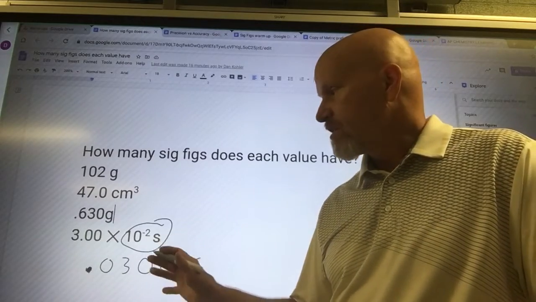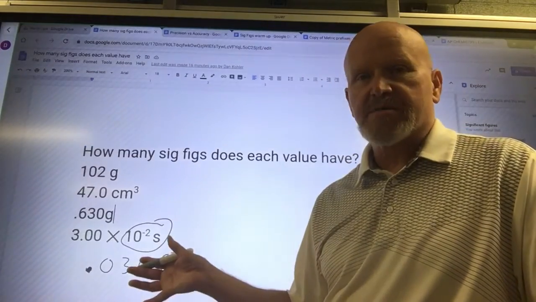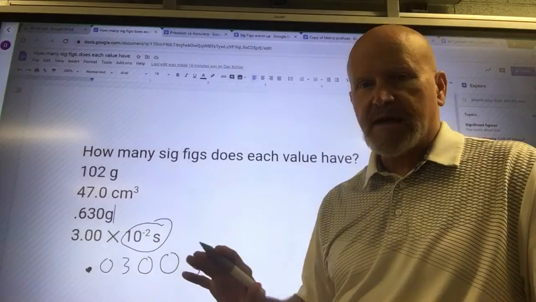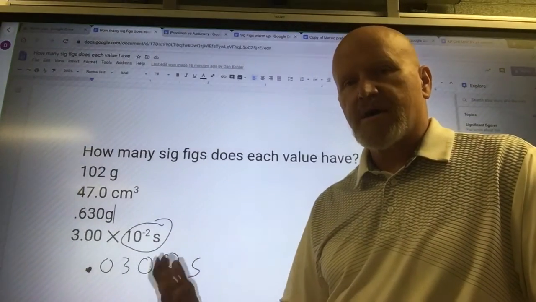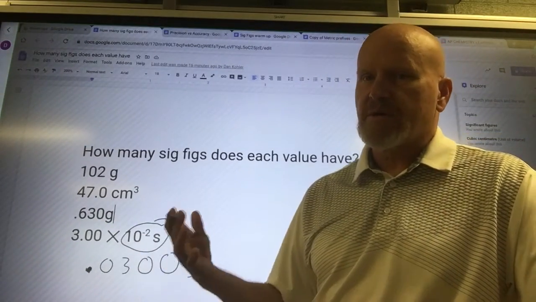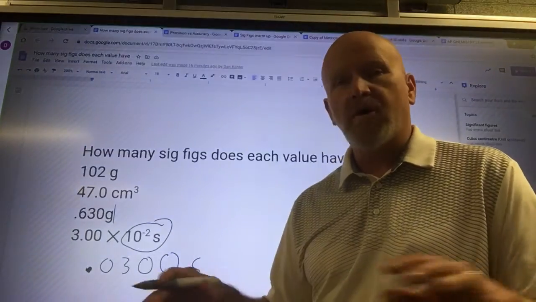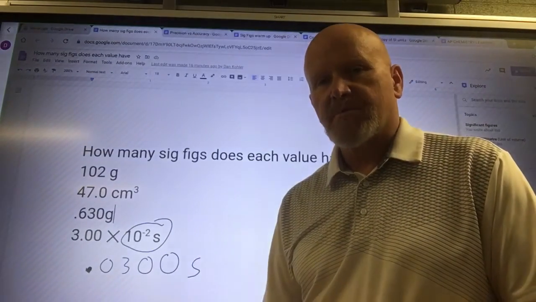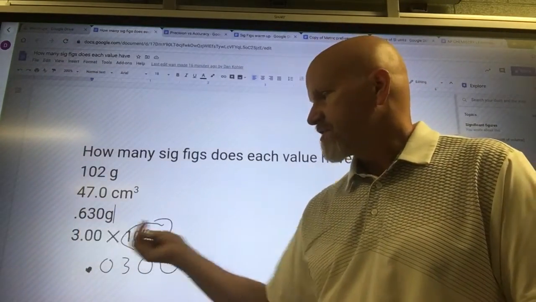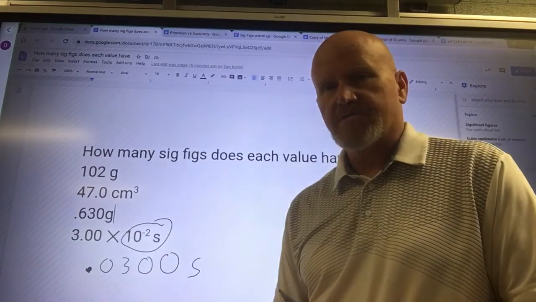Okay, so that one's a little bit longer. I wanted to give you some of the stuff that are common mistakes that I see people make. I'm also going to show you something where we get in a really bizarre situation where the only way we can show the proper number of sig figs is if it's in scientific notation. So that's it for now.